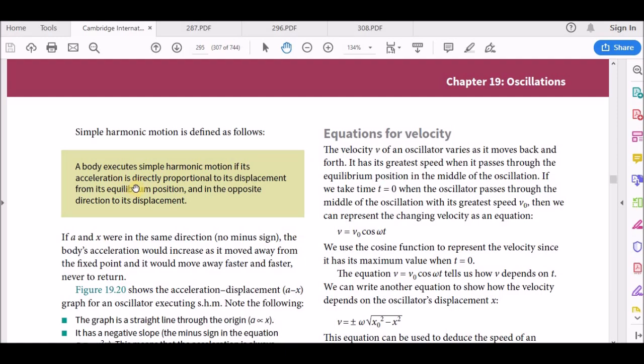But the more and more you move to the left or to the right of the equilibrium position, the greater will be the resultant force, and therefore the greater will be the acceleration. A body executes simple harmonic motion if its acceleration is directly proportional to its displacement from its equilibrium position. I think the first part is clear. And in the opposite direction to its displacement.